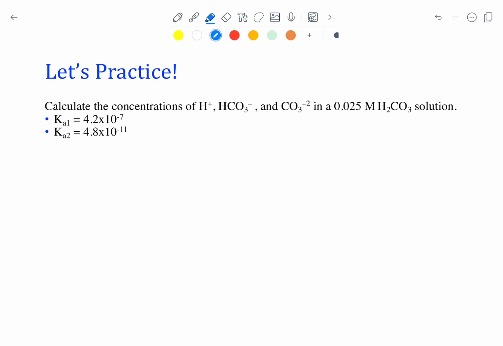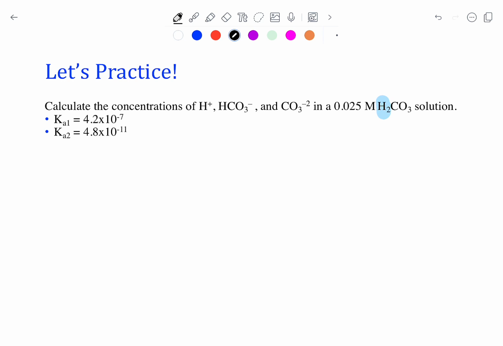Here we're asked to calculate the concentrations of H+, HCO3-, and CO3 2- of a 0.025 molar H2CO3 solution. So we know that we're going to have two ionizations because we have an H2 here. So the first thing that we want to do is set up our first ionization and our first ice table.